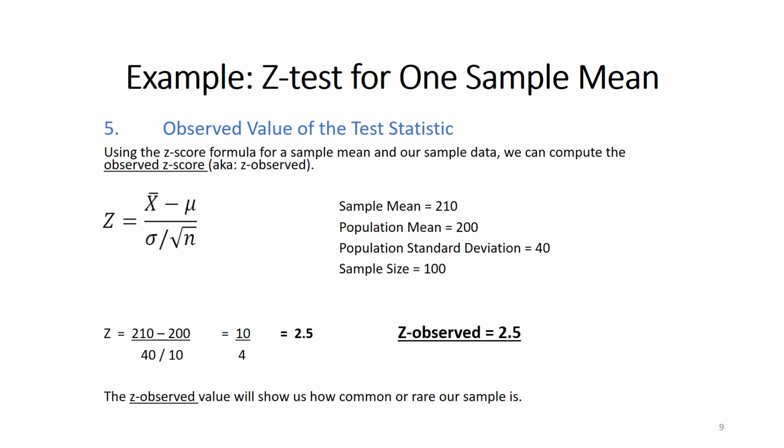So that we need to write down. And remember, for our particular sample, we got an observed Z-score of 2.5. Now, that value is going to tell us just how common or rare our sample happens to be. Let's move on to the next step. Next slide.